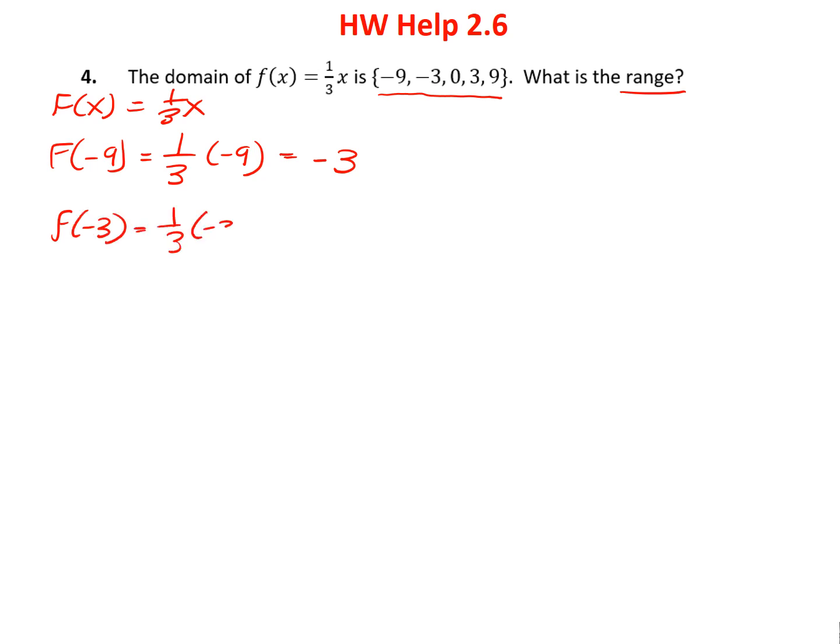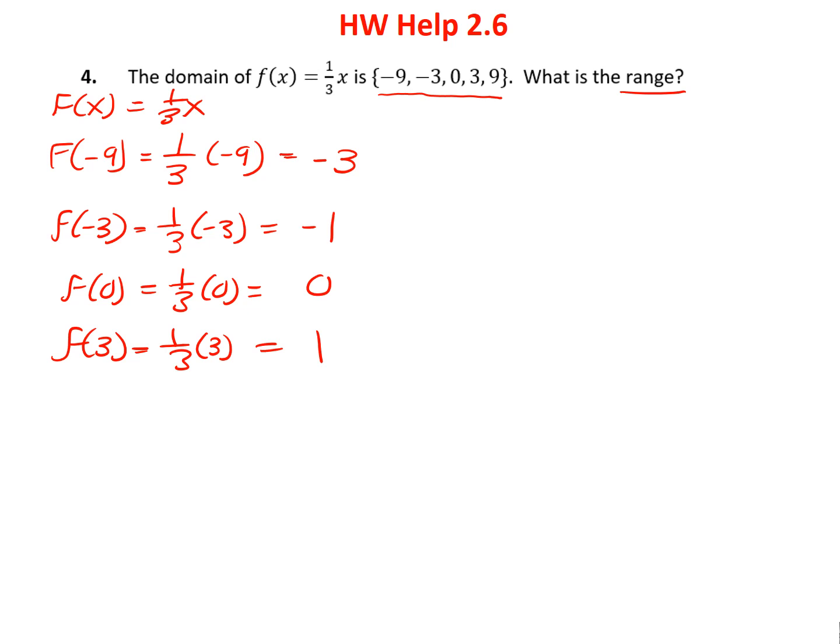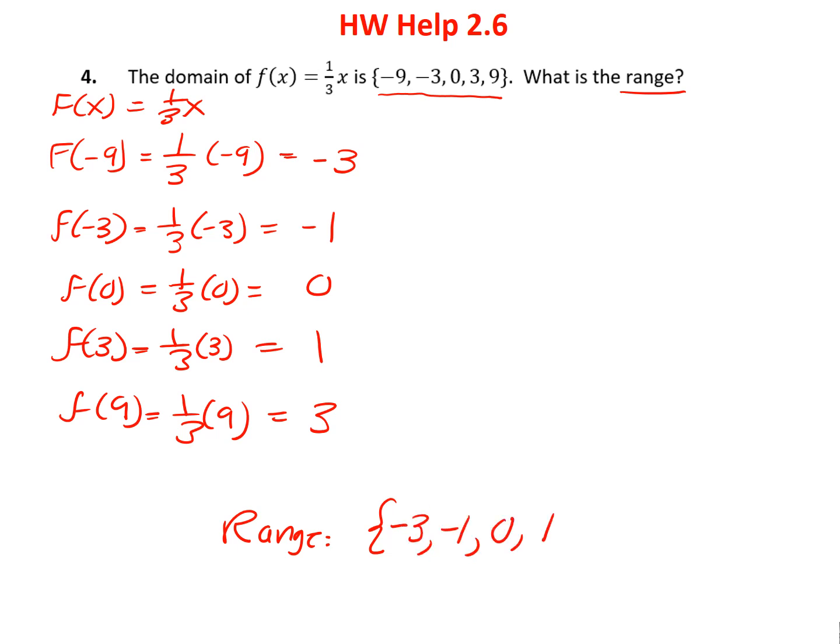Now we do the same thing for f of -3. So 1/3 times -3. 3 divided by 3 is 1, but I still have a negative times a positive, so it's negative. F of 0 is going to be 1/3 times 0, which is simply 0. And then f of 3, 1/3 of 3 is going to be 3/3, which is 1. And f of 9 is going to be 1/3 times 9. 9 divided by 3 is 3, positive. So my answer is, what's the range? Well, the range is going to be, and we use our set notation here, -3, -1, 0, 1, 3. And that's our answer.